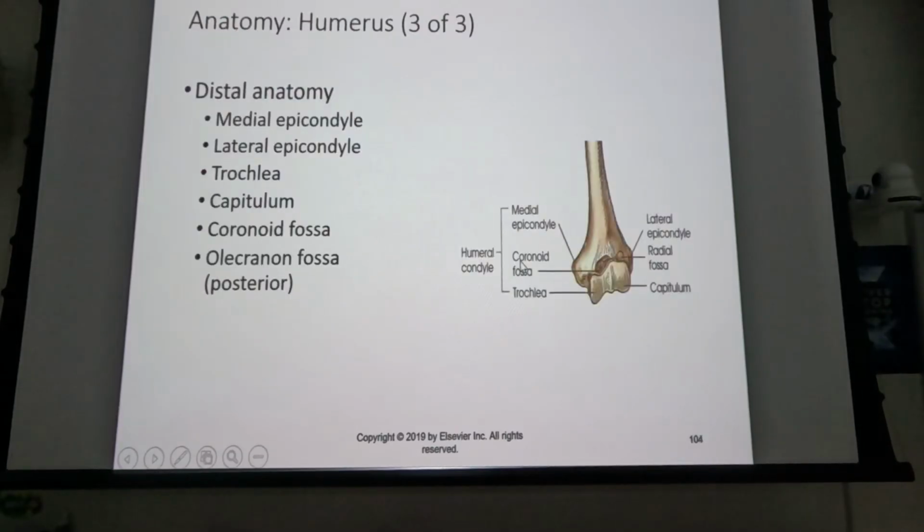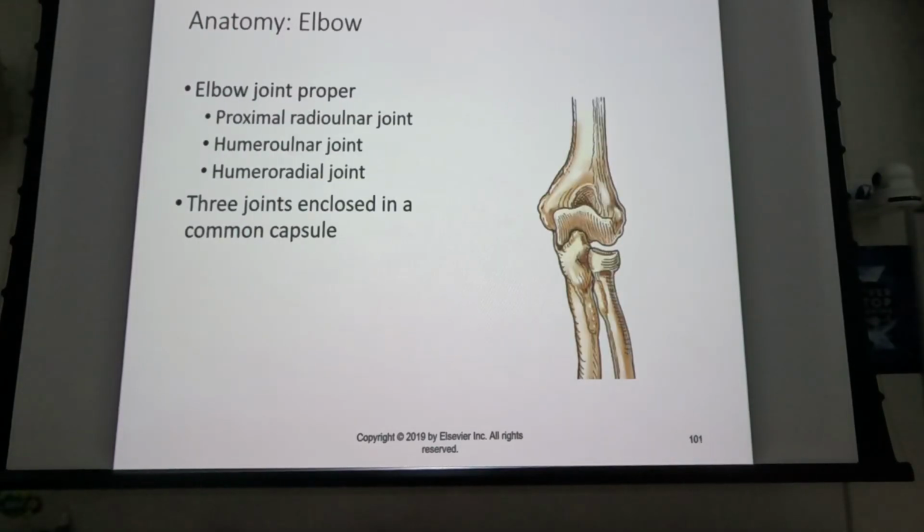Okay, so let's go back up to this image right here. So you've got two condyles. You've got your epicondyles here. Those are the things that you can actually feel. The condyles are the articular surfaces. So you've got the olecranon fossa right here, and you've got the olecranon process right back there. You've got the coronoid process here, and you've got the radial head here.